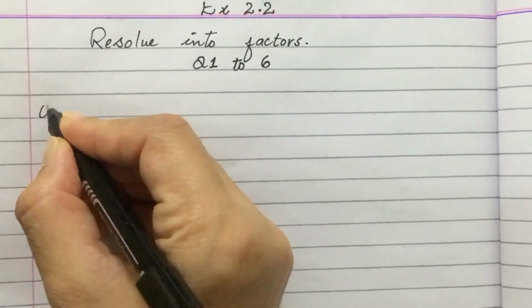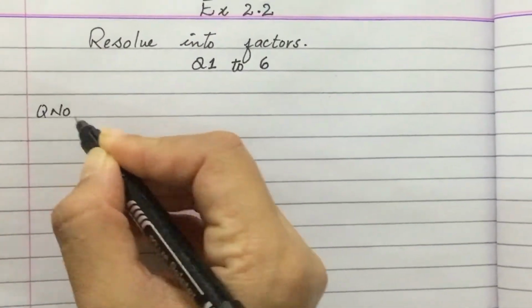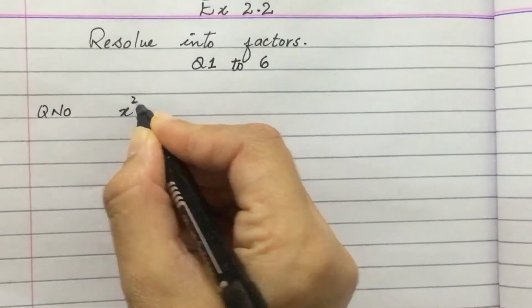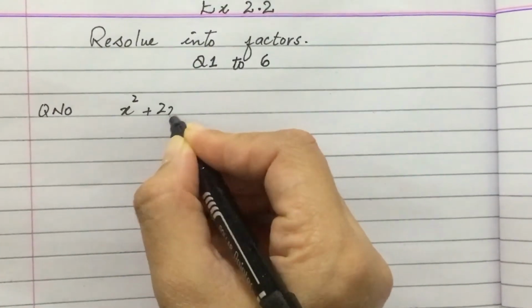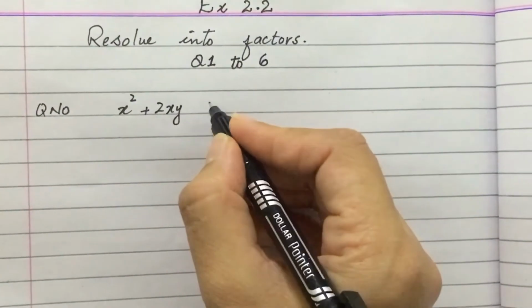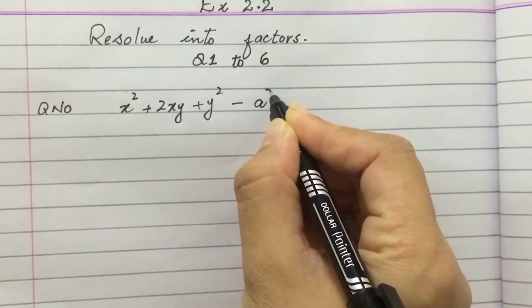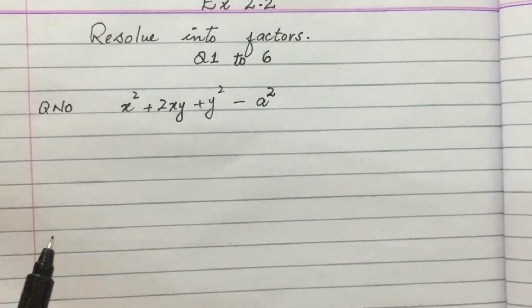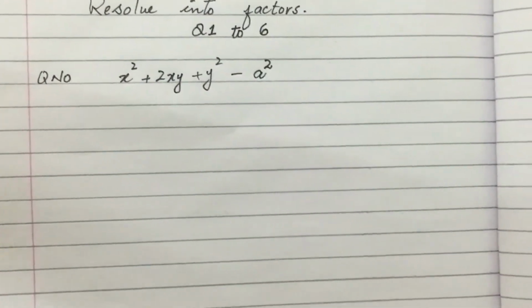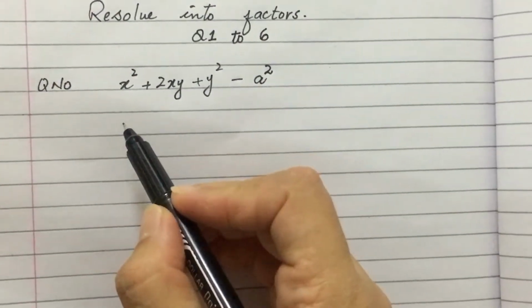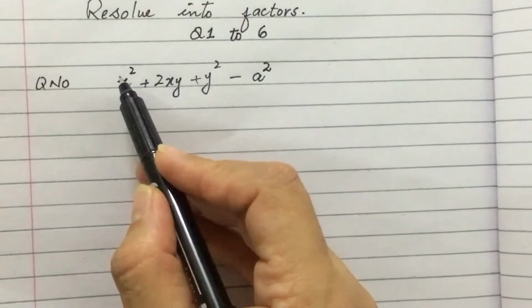Our first question is x square plus 2xy plus y square minus a square. Now this polynomial expression has 4 terms, so we have to divide it into 2 portions.